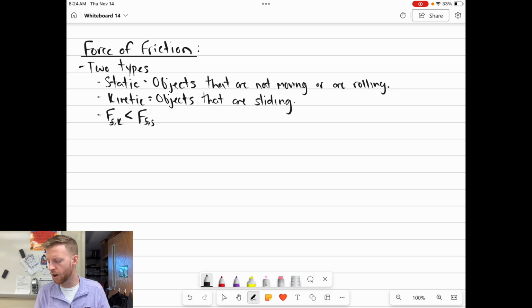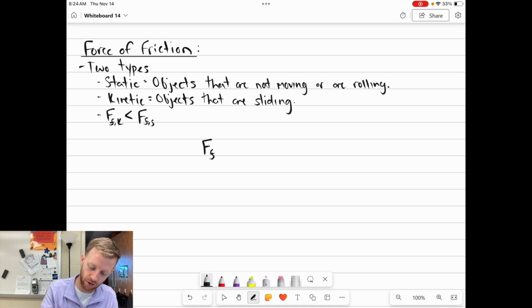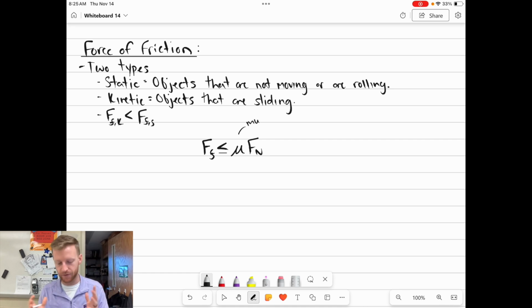So we know this through experimentation. Now, why? Well, there's this thing called the coefficient of static friction. In order to learn about it, we have to actually look at our equation. The force of friction here is less than or equal to mu times Fn. And what's Fn? What does the N even stand for?